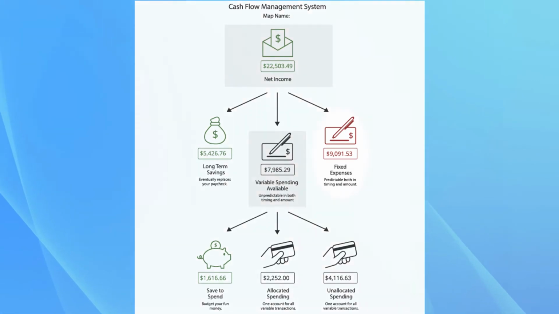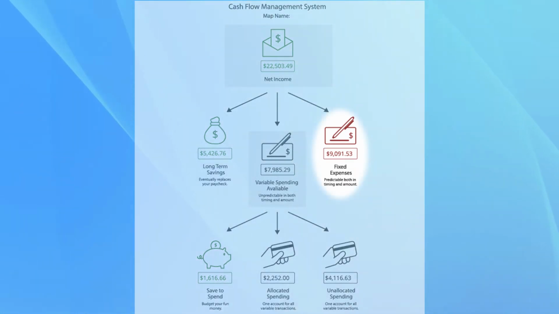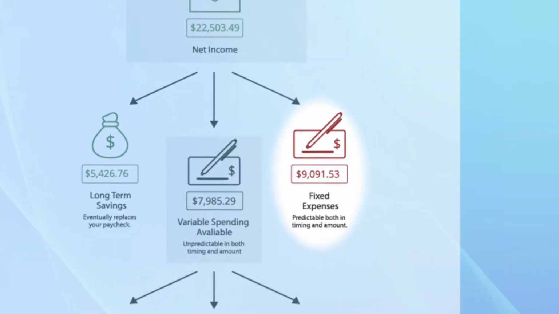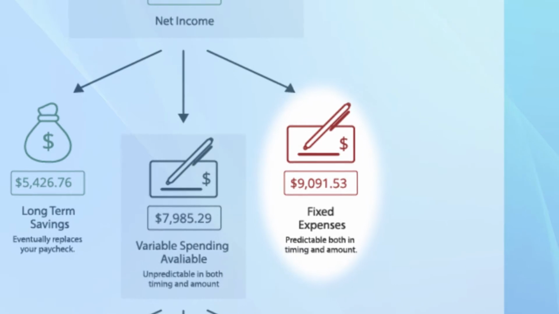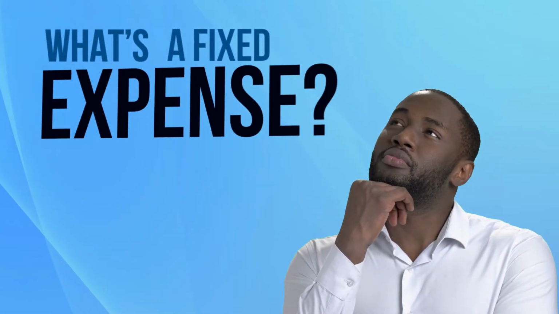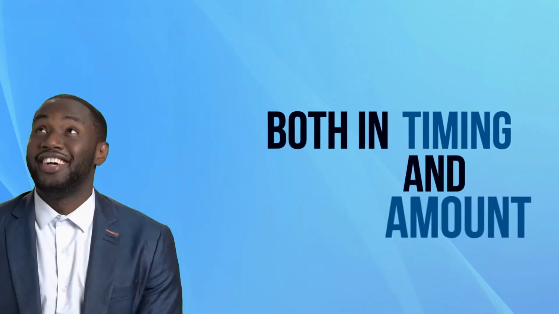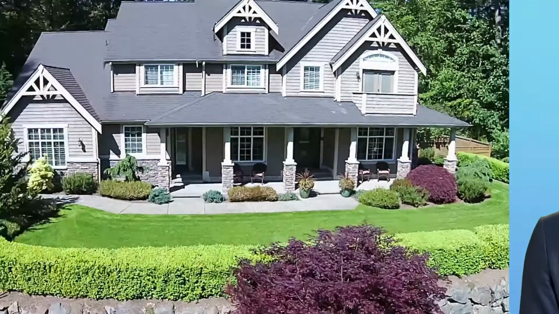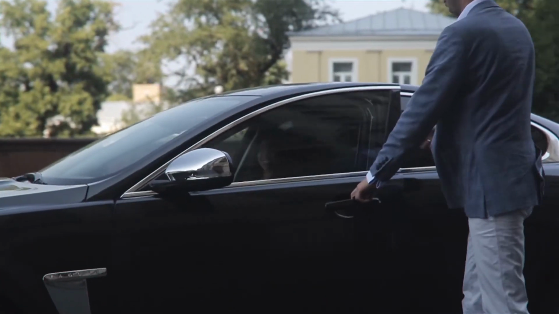Third, we solve for a client's fixed expenses. In a minute, you will see that the system separates fixed and variable expenses. We do not refer to them as mandatory and discretionary expenses. So, what's a fixed expense? A fixed expense is predictable, both in timing and amount. These are easy for clients to figure out, things like their mortgage, car payments, etc.